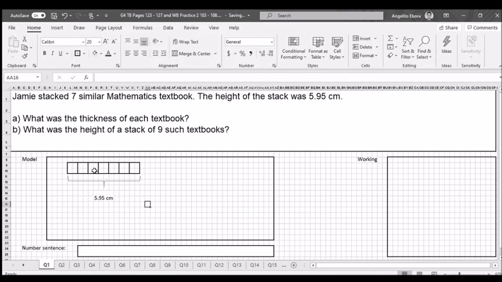Okay, now after drawing the model, what are we going to do here? We know that these seven similar textbooks have a height of 5.95. So how do we find each one of them? We know we have the total, and then we have the number of groups. Then to find the number of each group, we need to divide by the total number of textbooks that we have.